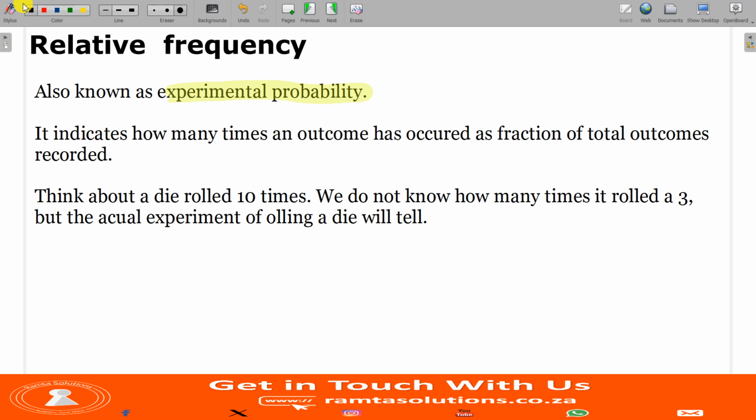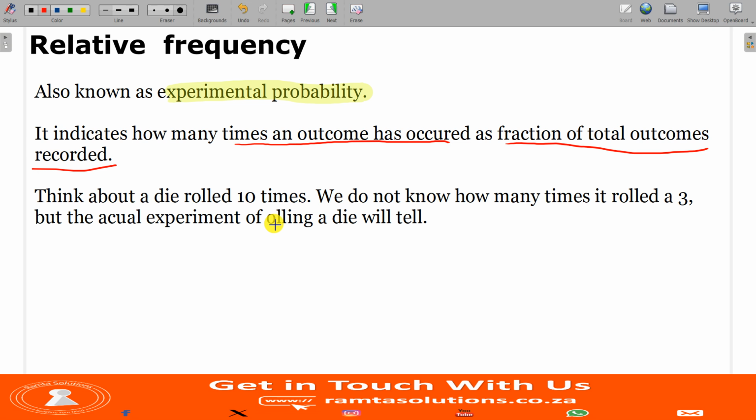This is basically looking at the number of times that an outcome has occurred, over the total outcomes that you have recorded. Say you have tossed your coin 10 times. Your total, which is your sample space, is 10. And then the number of outcomes is whatever number of times that your toss showed a head or tail.